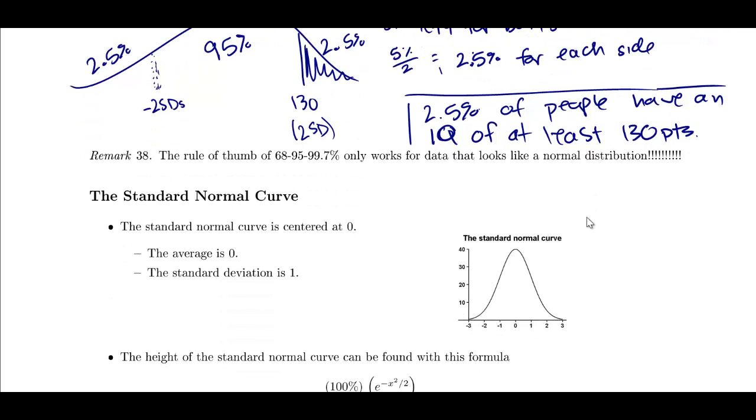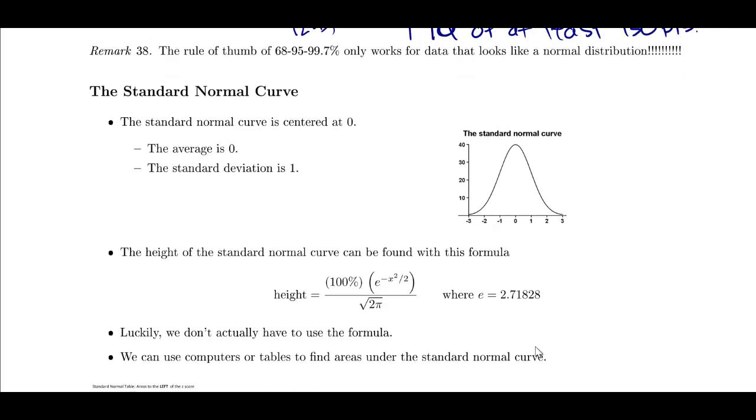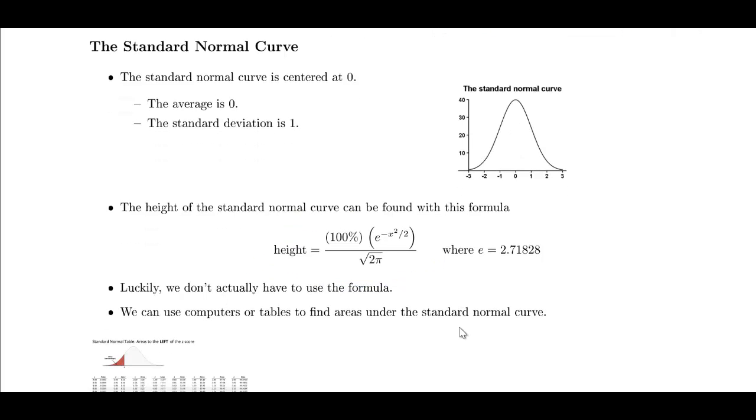Now we're going to talk about a very special normal curve. This is one specific normal curve. The standard normal curve is centered at 0. That means the average is 0 and the standard deviation is 1. So it looks something like this. The average is centered at 0. And 1 standard deviation would be from -1 to 1 because the standard deviation is 1. The height of the normal curve can technically be found with this nice looking formula. Don't worry, we're never going to use that in this class. Instead, we're going to use computers or tables to find the areas under the standard normal curve.